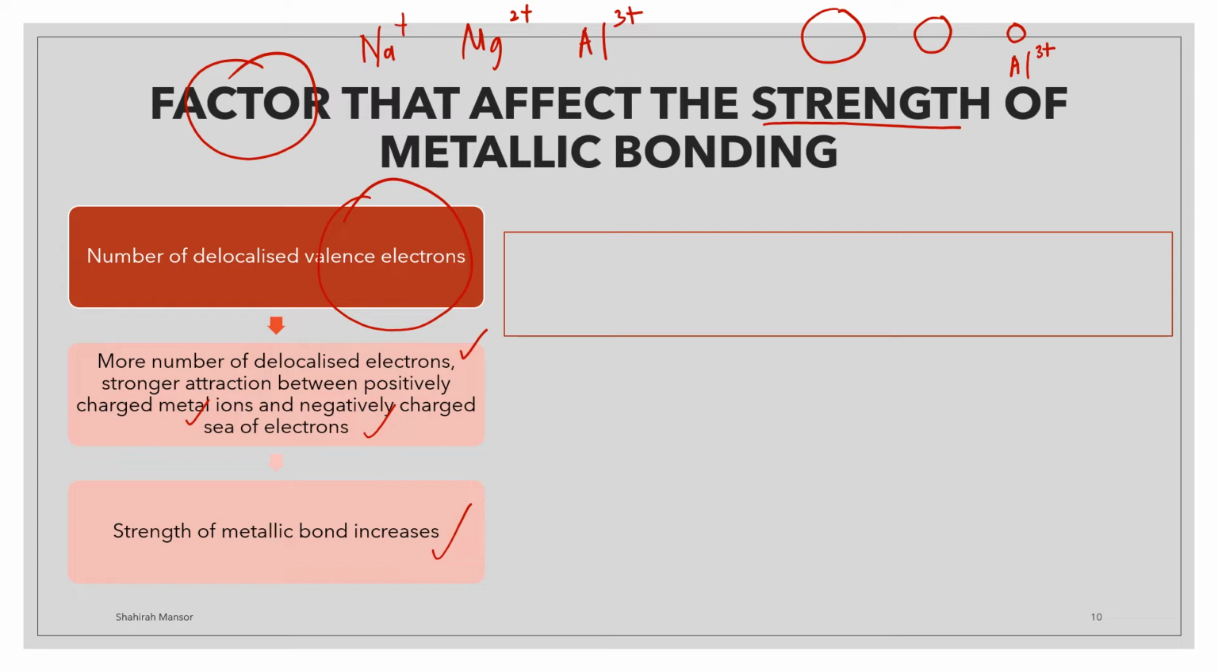Okay, so ini menunjukkan bahawa distance di antara nukleus, okay, di dalam aluminium 3+ dengan the new valence shell adalah dekat di antara satu sama lain. So itu yang akan menyebabkan nukleus tersebut akan lebih menarik elektron valence di sekitar aluminium 3+ even greater. Okay, dengan lebih kuat. So itu yang akan menghasilkan metallic bonding yang kuatlah untuk aluminium metal.